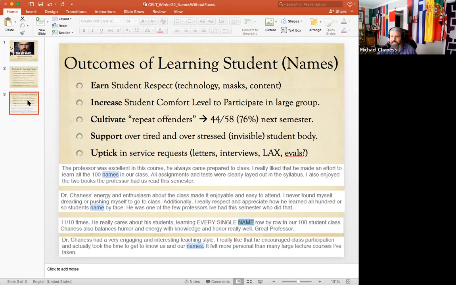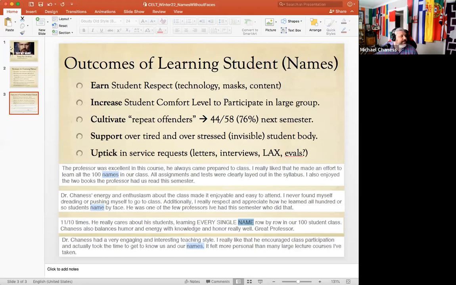I really like that he made an effort to learn all 100 names in our class. I really respect and appreciate how he learned all 100 or so students' names by face. He was one of the few professors I've had this semester who did that. He really cares about his students, learning every single name row by row in our 100 student class. Finally, Dr. Chanis had an engaging and interesting teaching style. I really liked that he encouraged class participation and actually took time to get to know us and our names. It felt more personal than many large lecture courses that I have taken.